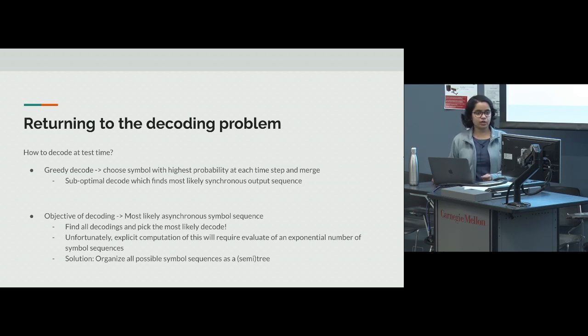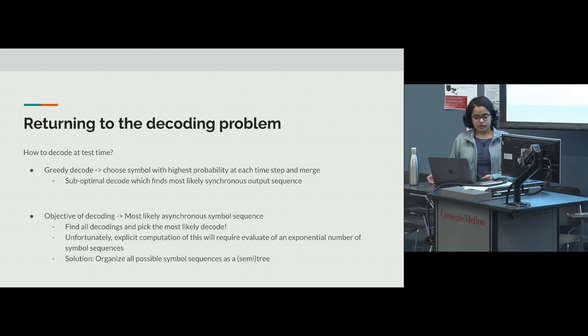There are two ways that you can go about it, as we did during training. We can either be greedy about it, and at each time step, we choose the symbol that has the highest probability, and then merge the output sequence that is generated at the end. But this will be a suboptimal decoding because it will only find the most likely synchronous output sequence.